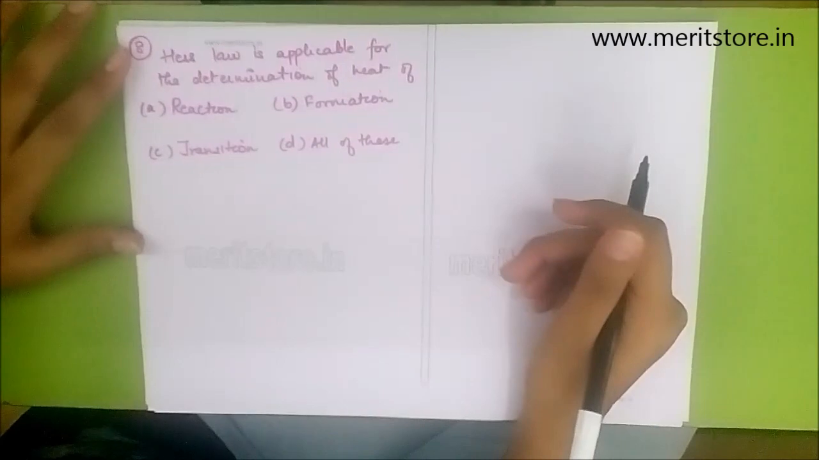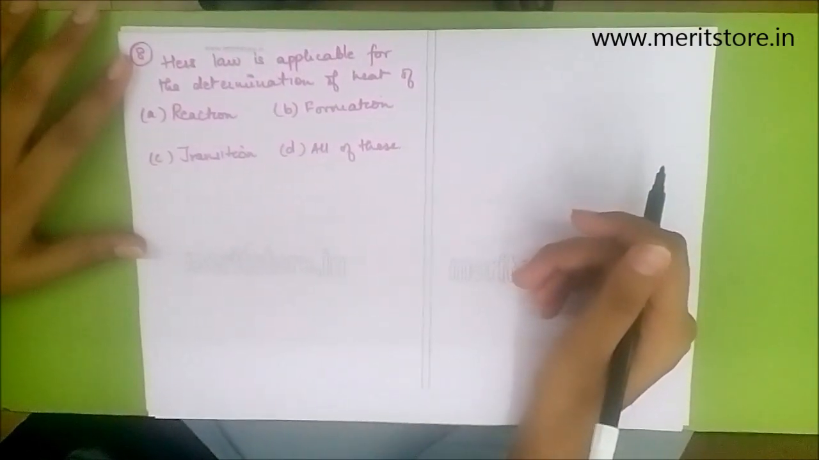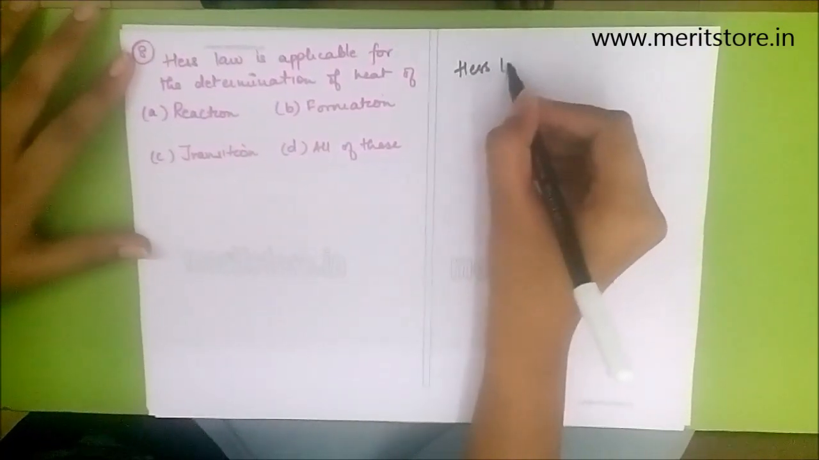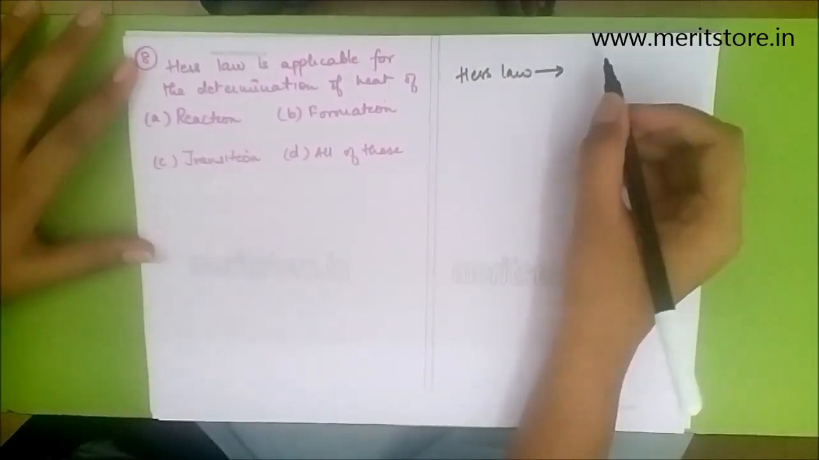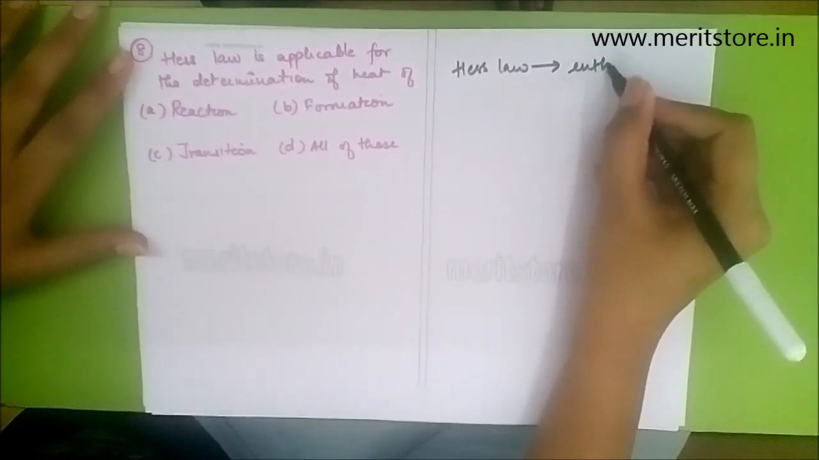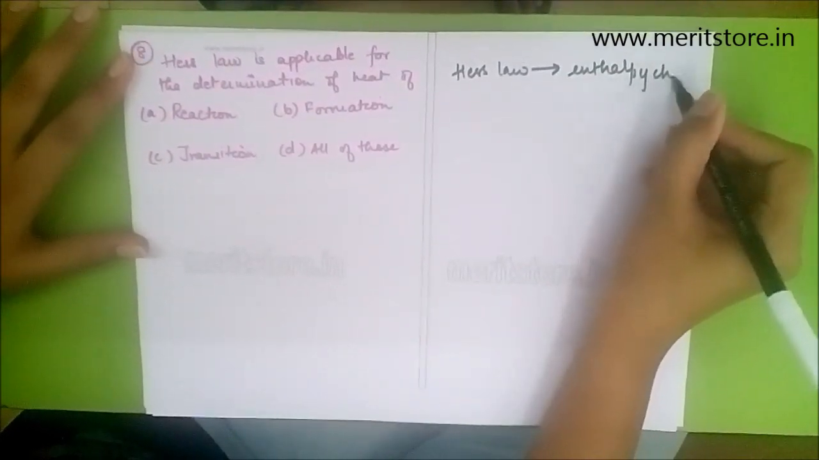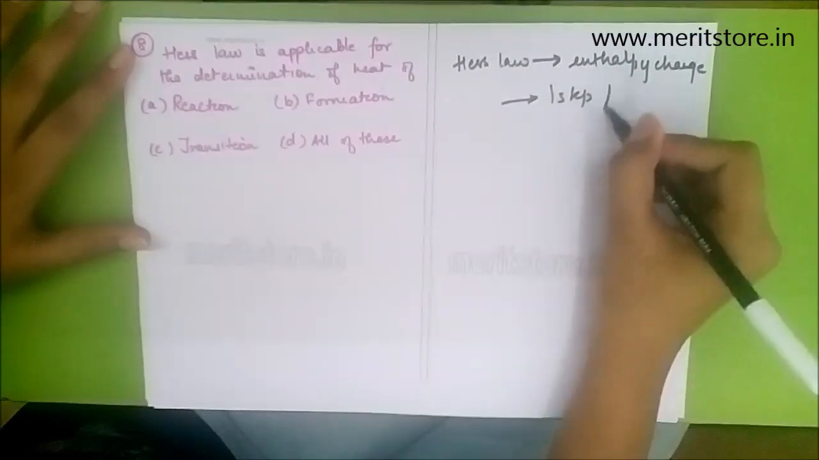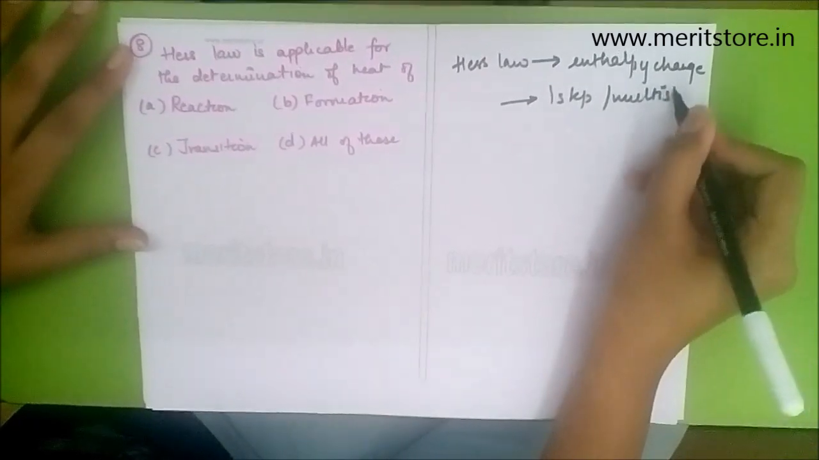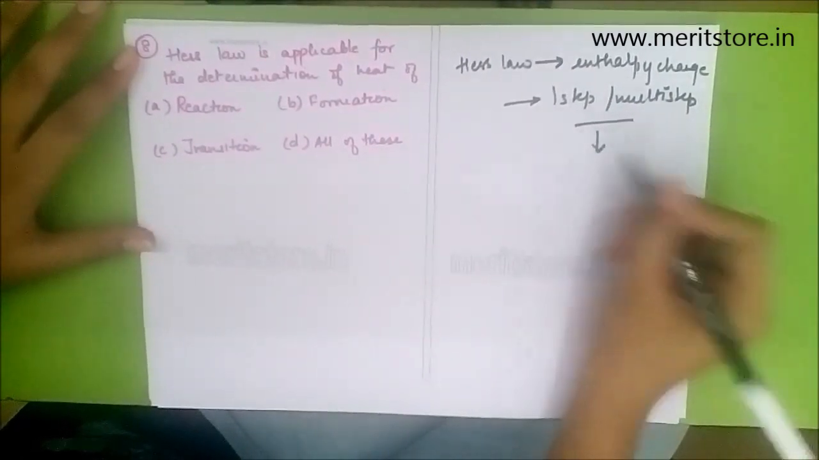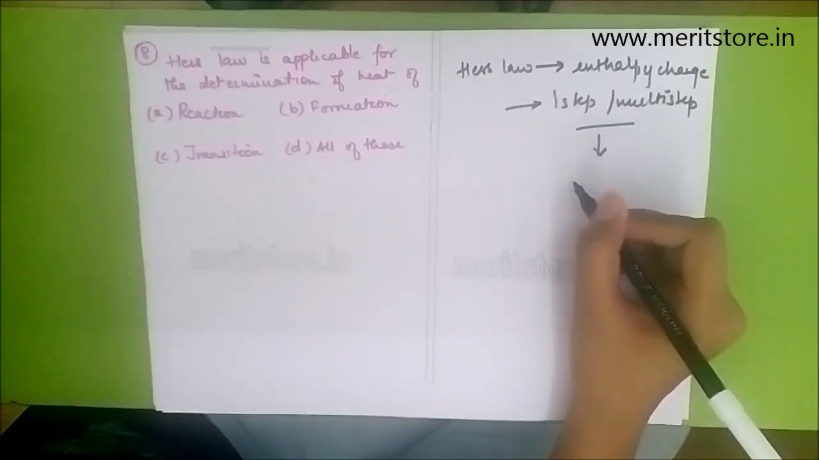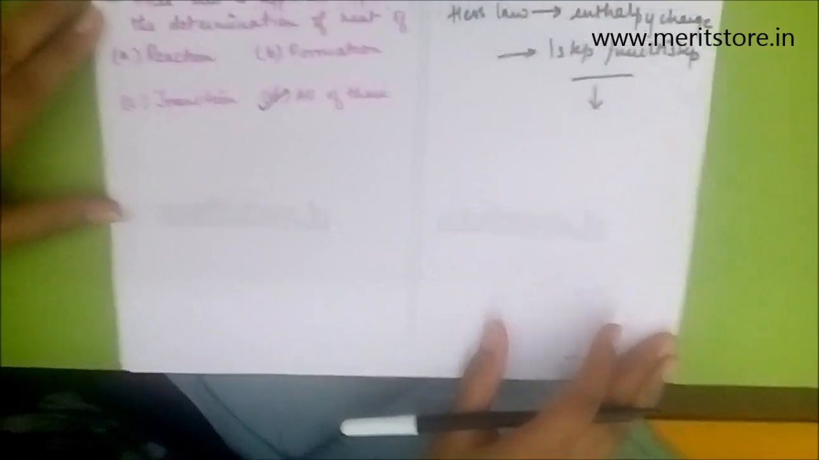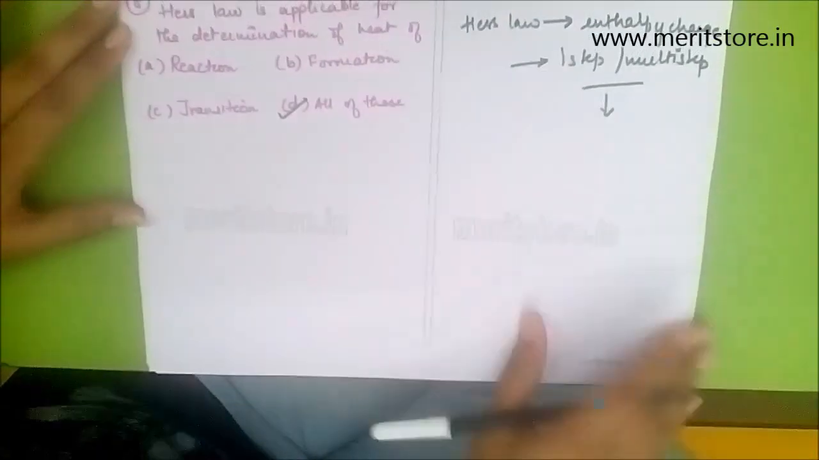Hess law is applicable for the determination of heat of reaction, formation, transition, all of these. Now Hess law is basically applicable to all the systems, as it only shows that the enthalpy change, whether the reaction takes place in one step or multiple steps, is the same. So basically it is applicable to all of these.